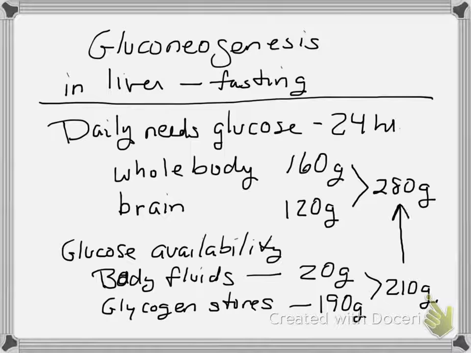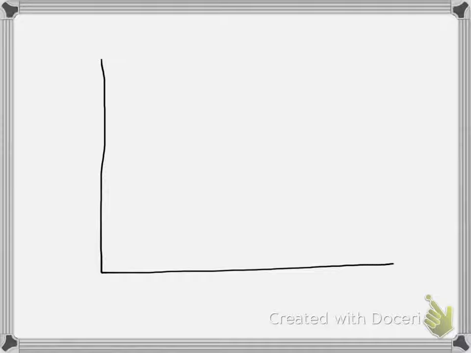Compare this with our need for 280 grams of glucose. The numbers don't match, so that means that we have to make up for that extra amount of glucose that is required during a 24-hour fasting period. Also keep in mind that in an exercise state, this is going to be an even higher requirement. Now the next thing is, let's turn this into a graph so that we can see the timing of gluconeogenesis.